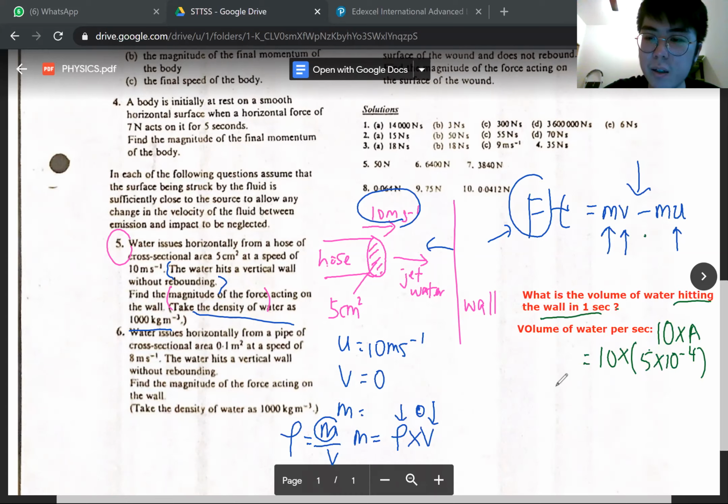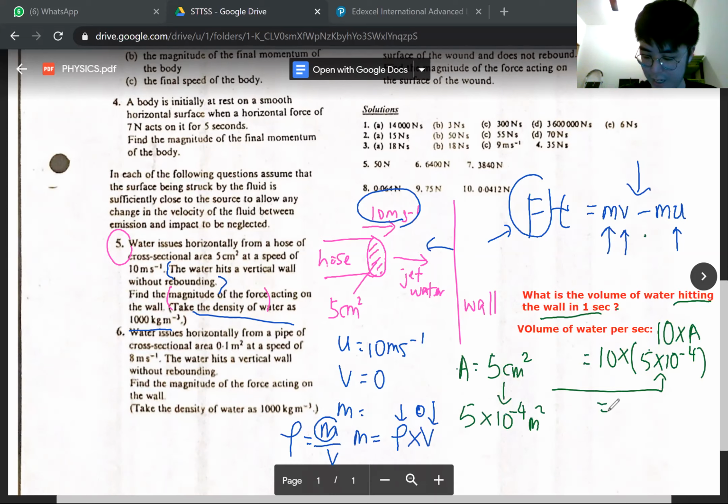This one is actually 5 cm². You change to meter square, so it's 5 times 10 to the power of -4 m². This is the area. So here, calculate, you will get 5 times 10 to the power of -3 m³. This is the volume of water coming out from the hose in 1 second.